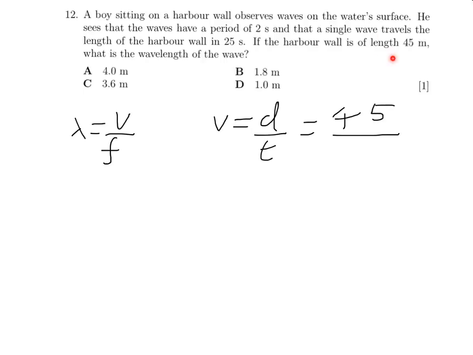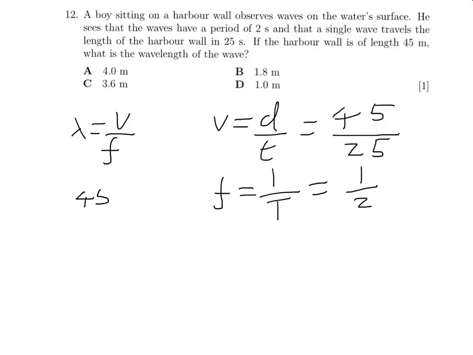So our distance here is 45 meters, and the time that it takes is 25 seconds. So we do 45 divided by 25, and we're going to put that into our wave equation in just a moment, so we'll leave it at that. Meanwhile, we need to find the frequency, which we can find by doing 1 divided by the time period. Time period, we're told in the question, is 2 seconds. So that gives us a frequency of half a hertz.